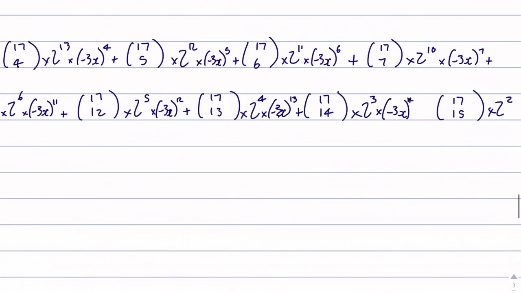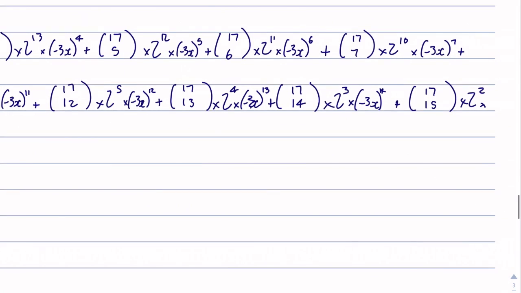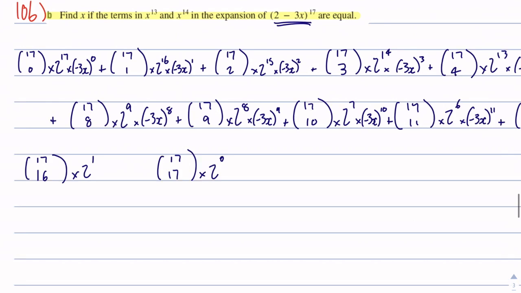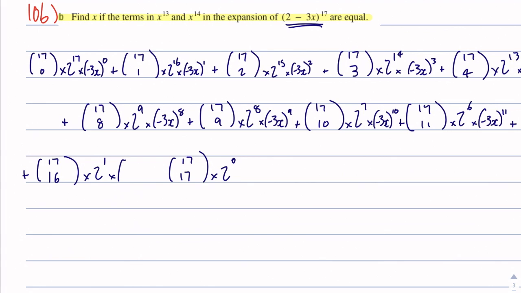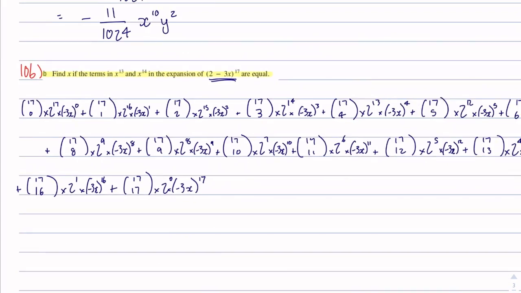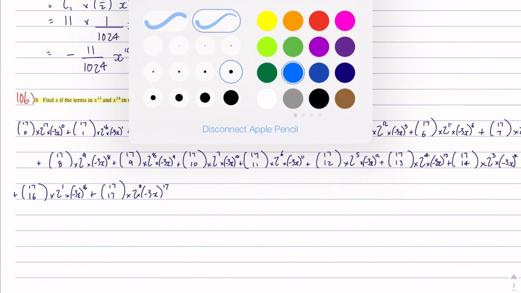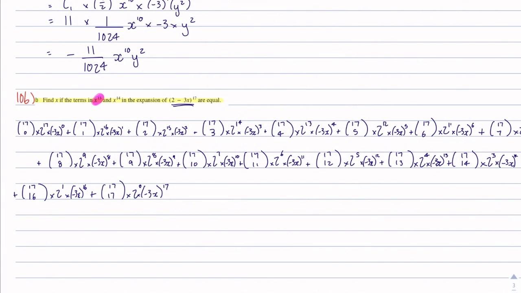14. 15. 16. 17. Okay. Now's the time to point out the quick way. This one was to the 13. The x was in the second one. So we just needed the one where the number down the bottom was 13.